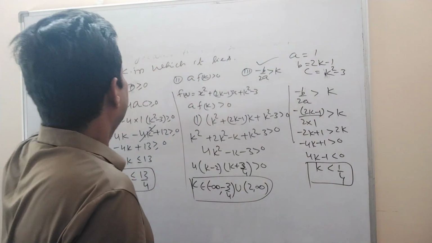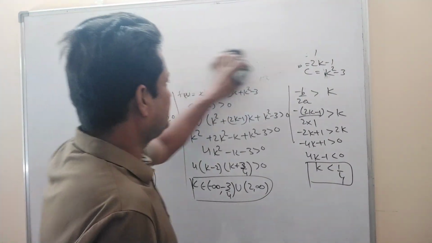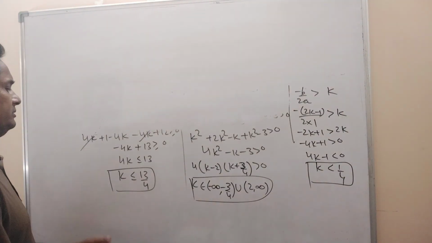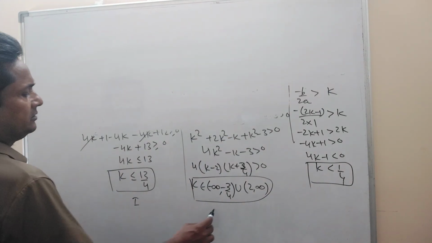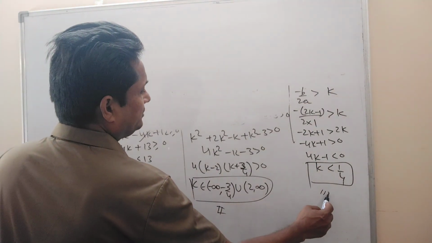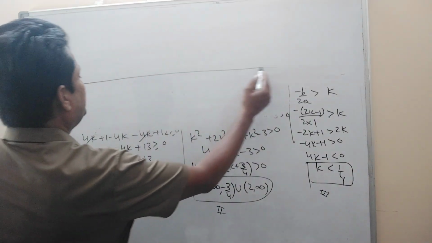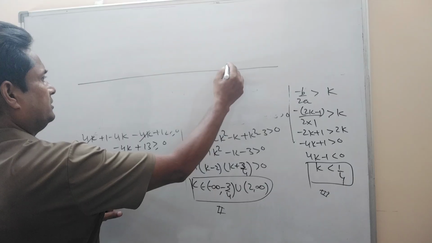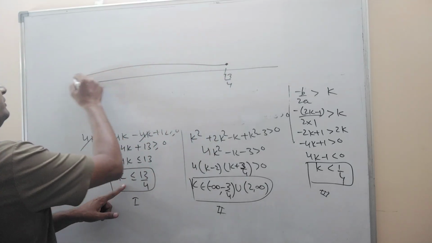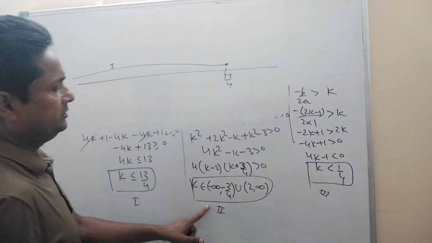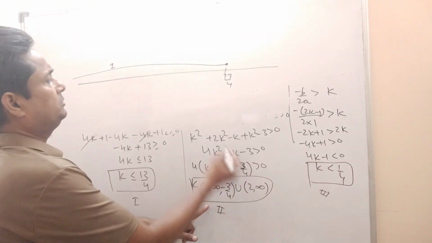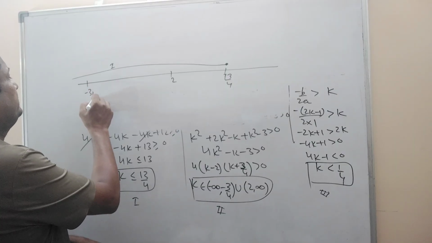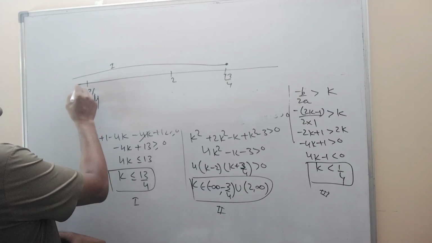That will be our answer. Take intersection between all these three cases. So the first case is what? This is the first case, this is the second case, and this is the third case. Now take intersection. So this is 13 by 4 to this one. This is the first case answer, and this is the second case. So 2 will be here and minus 3 by 4 will be here.